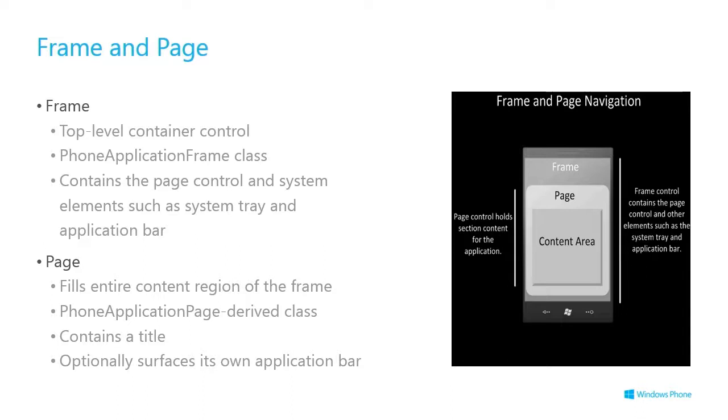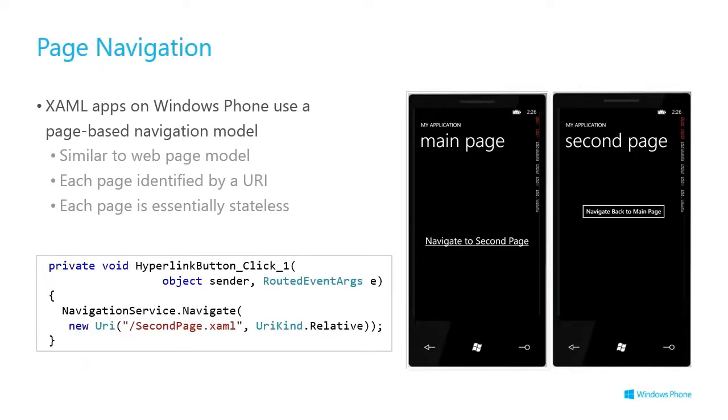We've created two pages so far, the main page and the recipe detail page. So, page navigation. Here's a simple example, a two-page app. XAML apps on Windows Phone use a page-based navigation model which is similar to web pages. As with web pages, each page is identified by a URI. This is important as well: each page is essentially stateless. I said before we had that OnNavigatedTo, where you put your logic to set the page up. So you want to think of every page as a self-contained entity. You put its startup logic in OnNavigatedTo, and when the user navigates forward to some other page and then navigates back, they'll go back to wherever they came from, and the page they're just leaving will be destroyed.